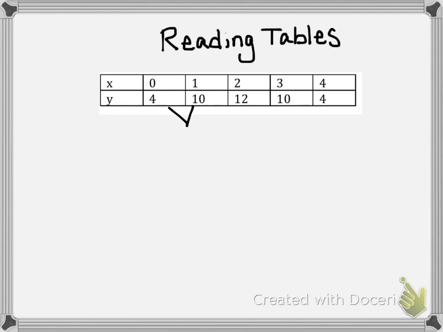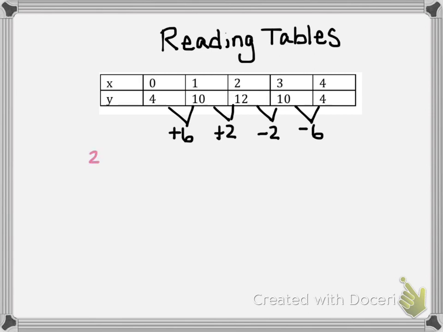So to go from 4 to 10, you would be adding 6. To go from 10 to 12, you're adding 2. From 12 to 10, you are subtracting 2. And from 10 to 4, you are subtracting 6. We can see that this first difference is not the same. It is not consistent, so we know that this is not a linear. If this were a straight line, those would be consistent.